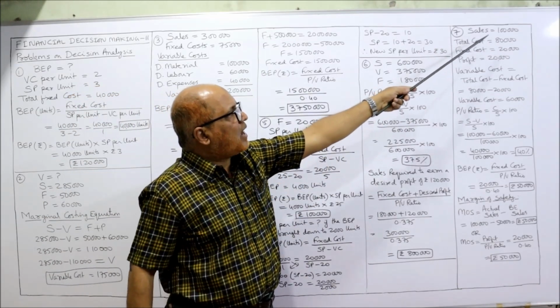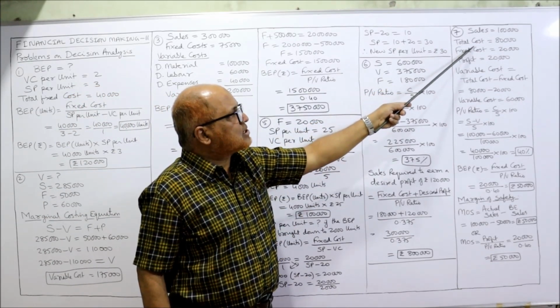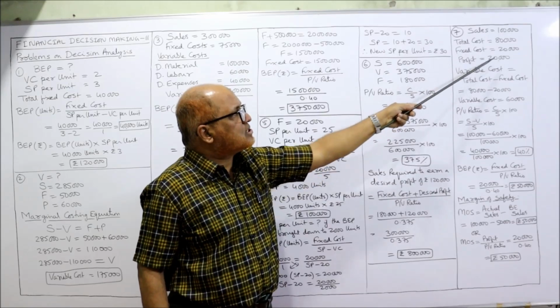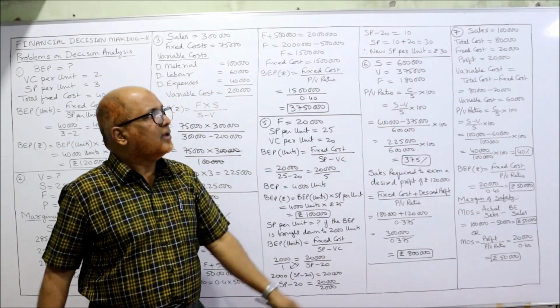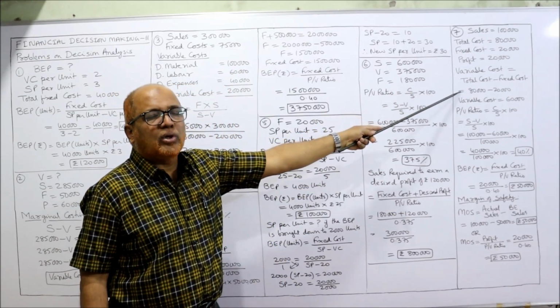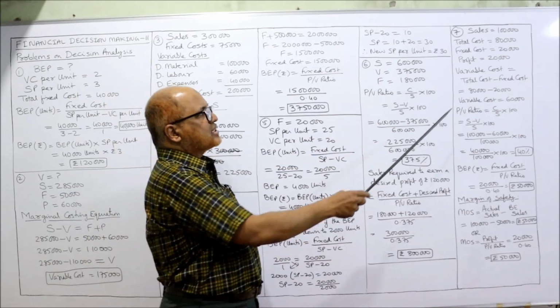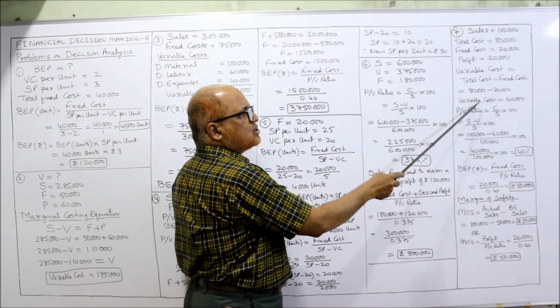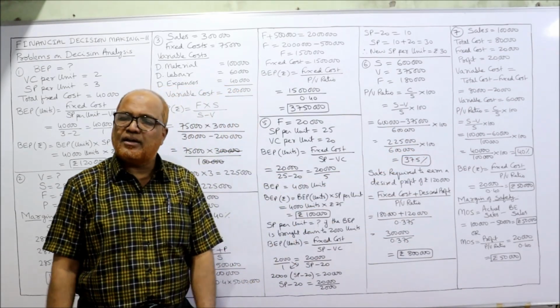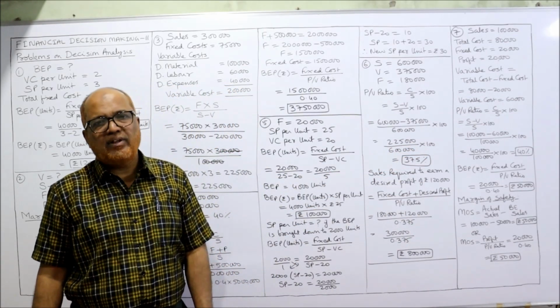Total sales are 1 lakh. Total cost is 80,000. Fixed cost is 20,000. This is given in the problem. So variable cost is equal to total cost minus fixed cost. Total cost 80,000, fixed cost 20,000. So variable cost is 60,000, right? Now we can calculate PV ratio.